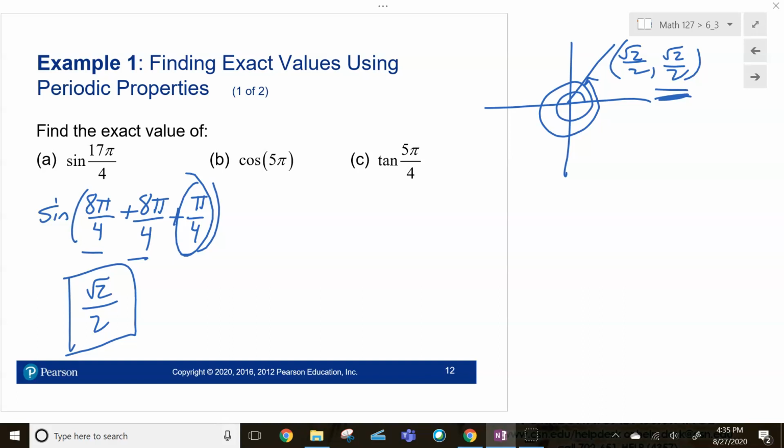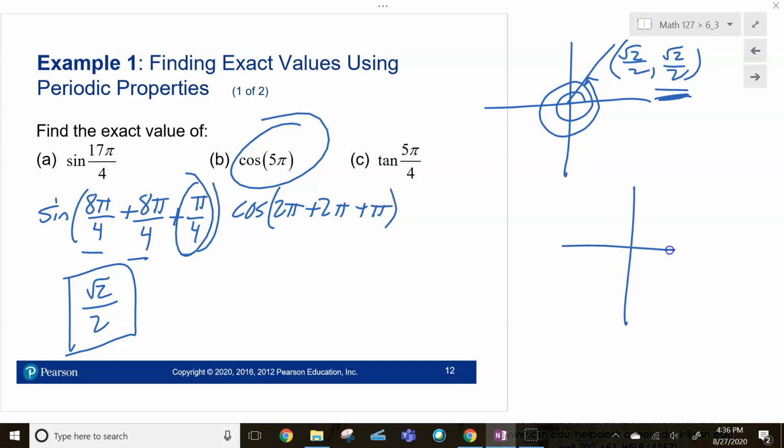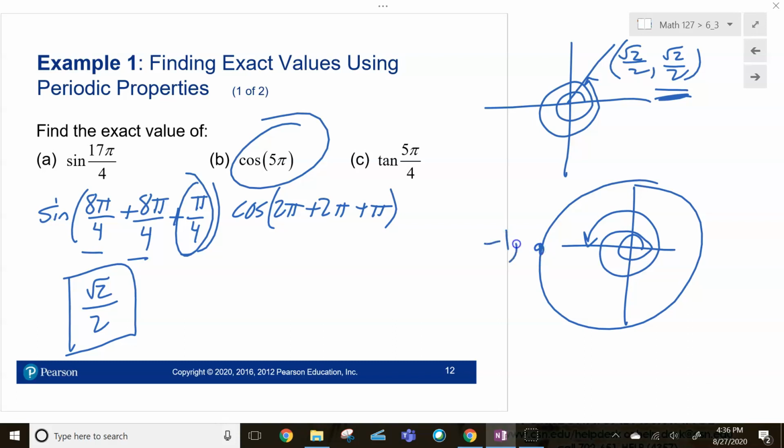Let's do the next one, cosine 5 pi. Well, that's more than 2 pi. Could I go around again? You bet. 2 pi, there's 4 pi. How many more pi's do I need? One more pi. So I'm around twice, plus pi. So I'm right here at this point, negative 1, 0. What's the cosine there? The cosine of 5 pi is the exact same thing as the cosine of pi. It's negative 1.